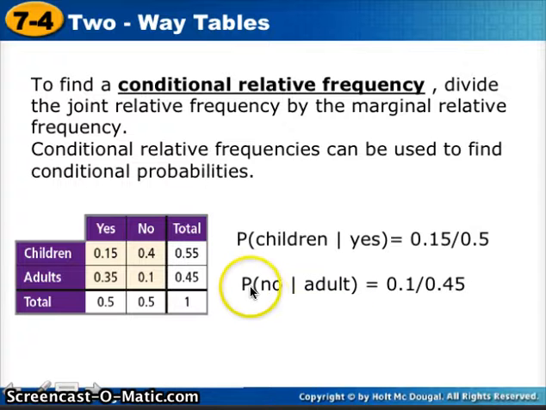Or we could find the probability that you do not like broccoli given that you're an adult. So now we have to add up all the adults. The entire row for the adults is 0.45. And then how many of the adults do not like broccoli? 0.1. Dividing those two things gives us the conditional relative frequency.